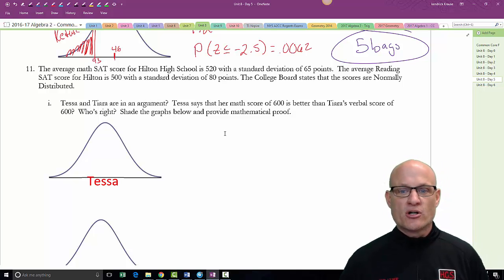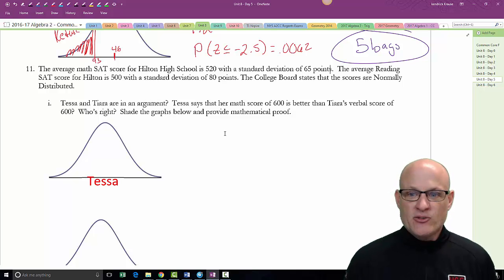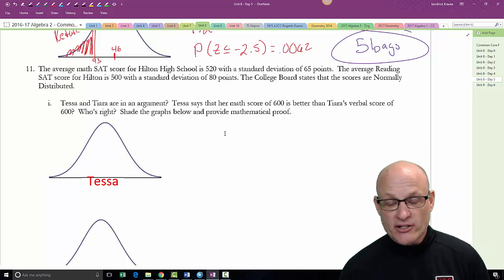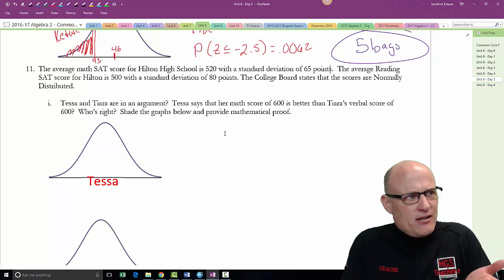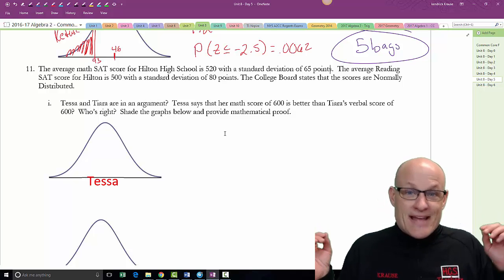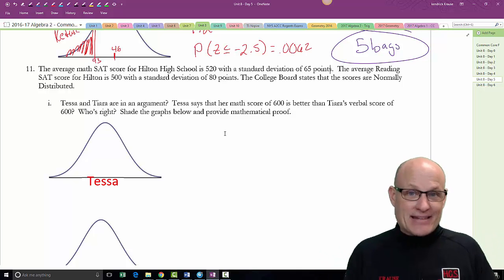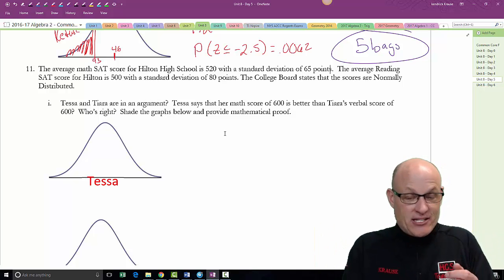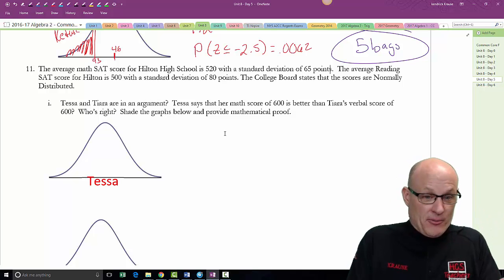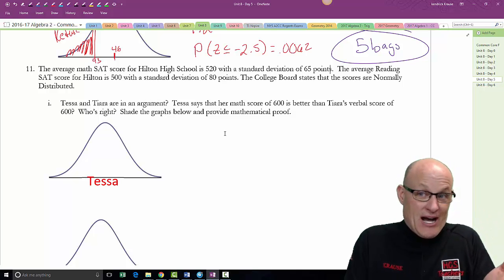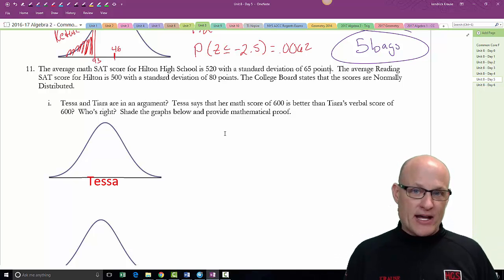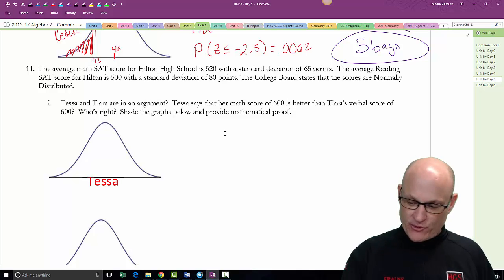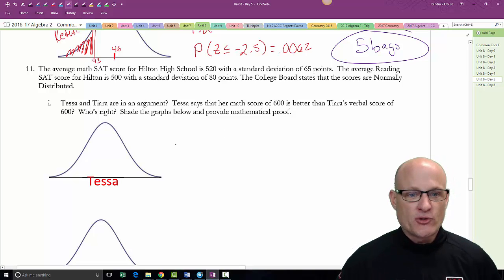Tessa and Tierra are in an argument. Tessa says that her math score of 600 is better than Tierra's verbal score of 600. Well, wait a second. They both got a 600. Then they both did equally as well? That is not the case. Math has a different set of parameters than verbal. So how do we compare them? There's no way to compare them unless we normalize them and z-score them. So what we're going to do is create z-scores. We've got to see who's right.